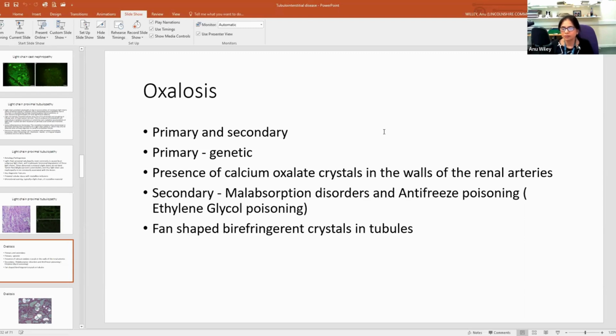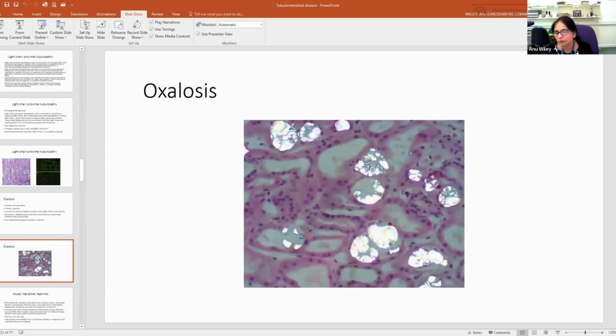Now, secondary oxalosis can be due to certain conditions like malabsorption disorders, chronic inflammatory bowel disease, and, as I mentioned when I was starting the talk, ethylene glycol poisoning. Ethylene glycol, or antifreeze poisoning, for some reason causes acute deposition of oxalate crystals within the tubule epithelial cells, and that is very acute. You don't see it very often nowadays, but it used to be a lot more common around 10, 15 years ago. What do you see? You see fan-shaped birefringent crystals within the tubules. That's what they look like under a polarizing microscope.